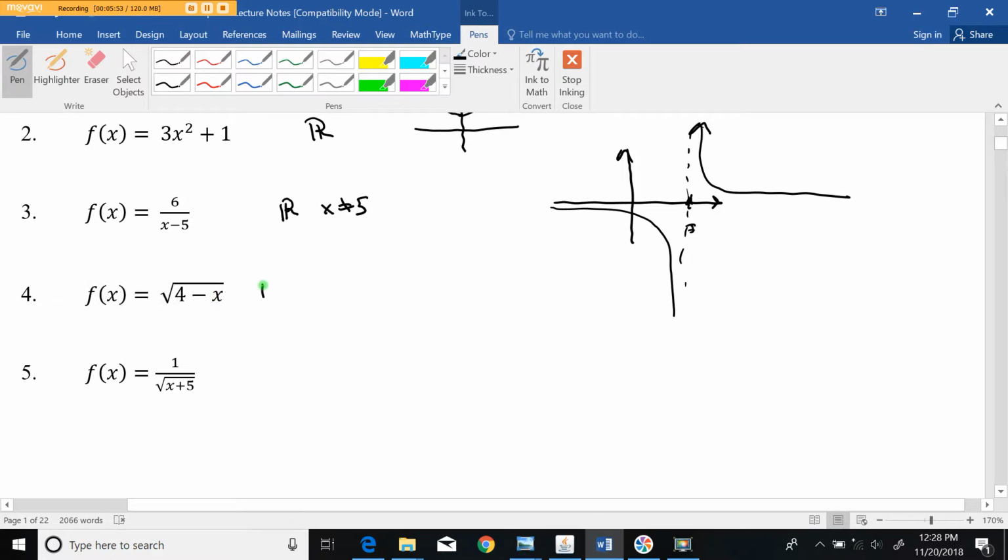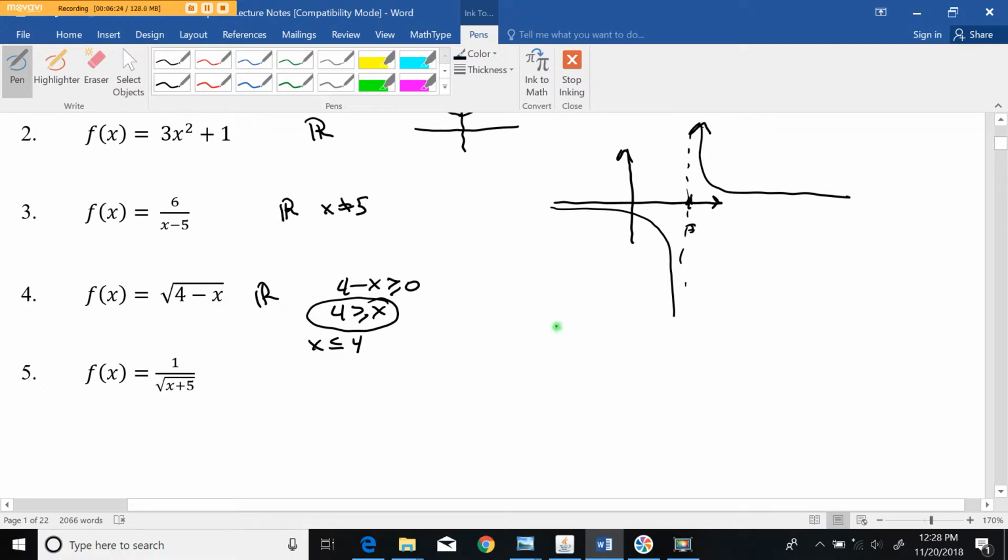Find the domain. Assume all real numbers. Eliminate based on division by zero or square root of negative numbers. Whatever 4 minus x is, it has to be positive or 0. It's got to be greater than or equal to 0. So 4 has to be greater than or equal to x. So there's our domain right there. Another way to say that, x has to be less than or equal to 4.